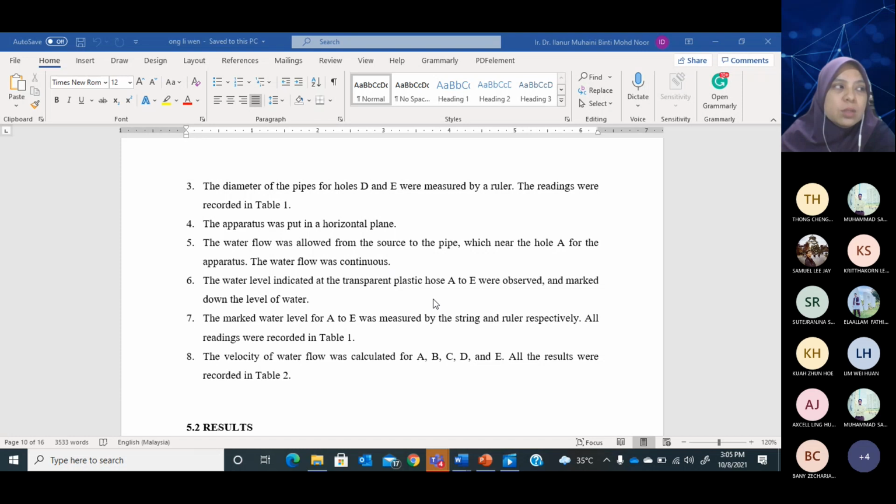The water level indicated at the transparent plastic hoses A and E were observed and the level of water was marked down. The marked water level for A to E was measured by string and ruler respectively. By string for what?